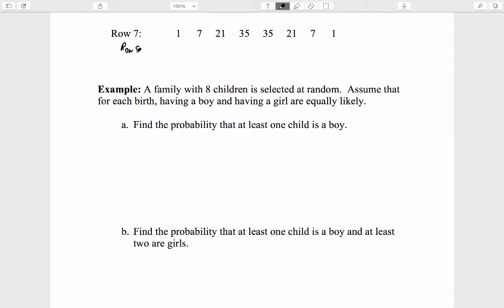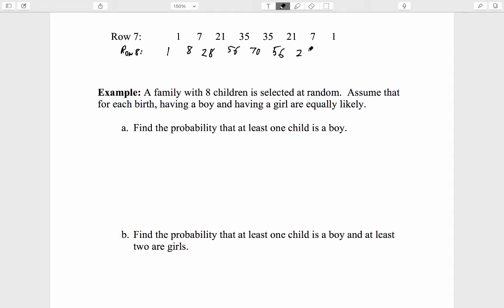So we apply our rule. We begin with a 1, and then we sum: 1 plus 7 equals 8, 7 plus 21 equals 28, then we get 56, 70, 56, 28, 8, and 1. After we've found all the numbers going up to the middle, we'll then just get a mirror image of them on the other side. So a family with 8 children is selected at random. Let's find the probability that at least one child is a boy.